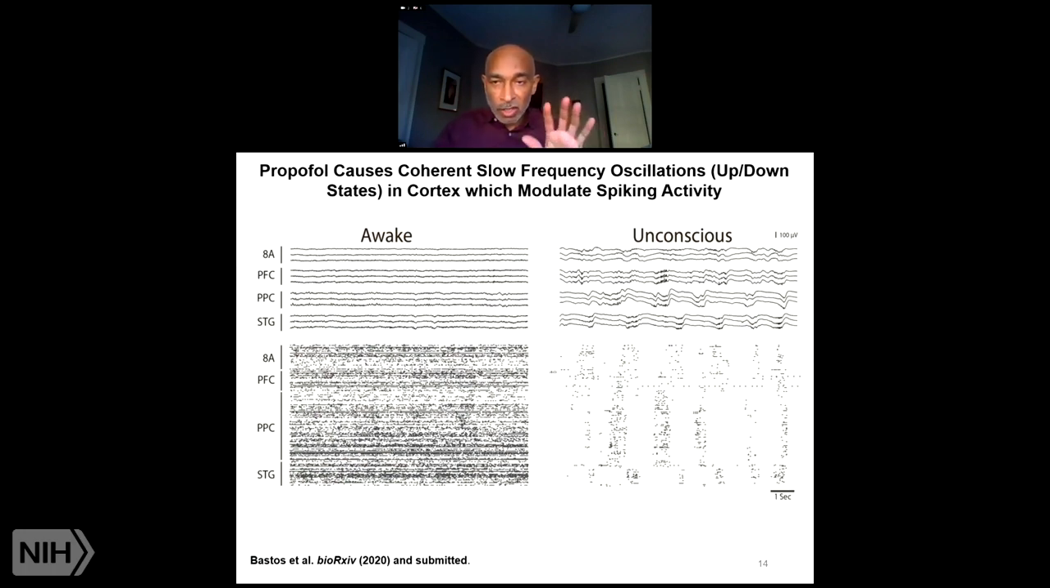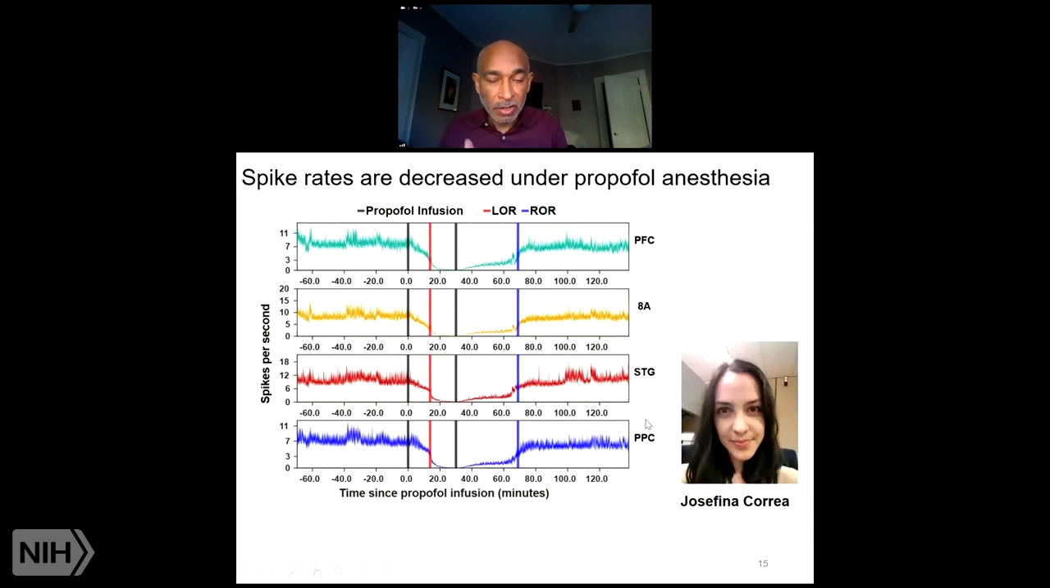And to give you some quantitative feel for how much of a change this is, from the awake state to the unconscious state, these are some analyses that Josefina Correa has just done for us as part of her PhD work. So these are those same areas. This is PFC, 8A is the frontal eye field, superior temporal gyrus here, and the posterior parietal cortex. This is spike rate on the y-axis in each of these areas, and this is time. This is the point where the drug infusion was started. So the animal's awake over here.